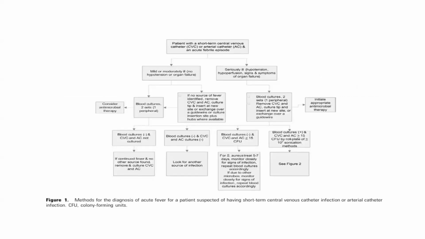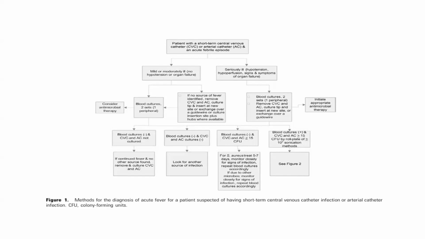So this is the pictorial representation of management of CRBSI. Patient with a short-term central venous catheter, arterial catheter, and acute febrile illness. Then divide the patients into two categories: those who are mild or moderately ill, and those who are severely ill, which is associated with hypotension and signs and symptoms of organ failure. For those who have mild infection, obtain blood cultures, 2 sets, one should be peripheral, and consider antimicrobial therapy.